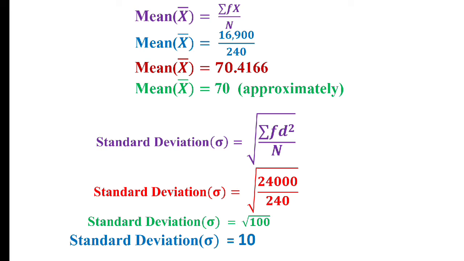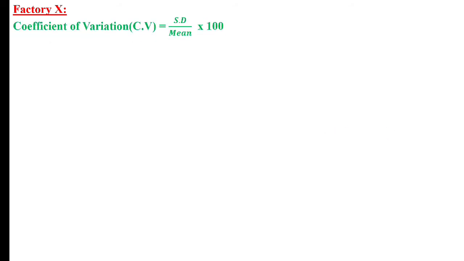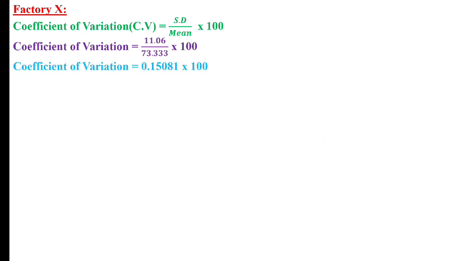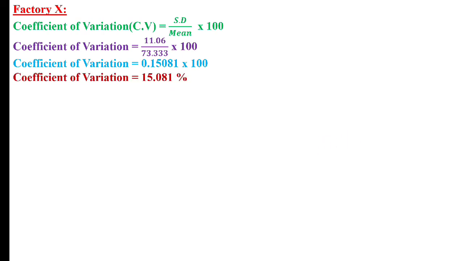For that, the standard deviation value is 10. Next we are going to study factory X and factory Y. We need to find out the coefficient of variation. The coefficient of variation formula is standard deviation divided by mean into 100. So standard deviation 11.06 divided by 73.33 into 100, 0.15081 into 100, that is 15.081 percentage.